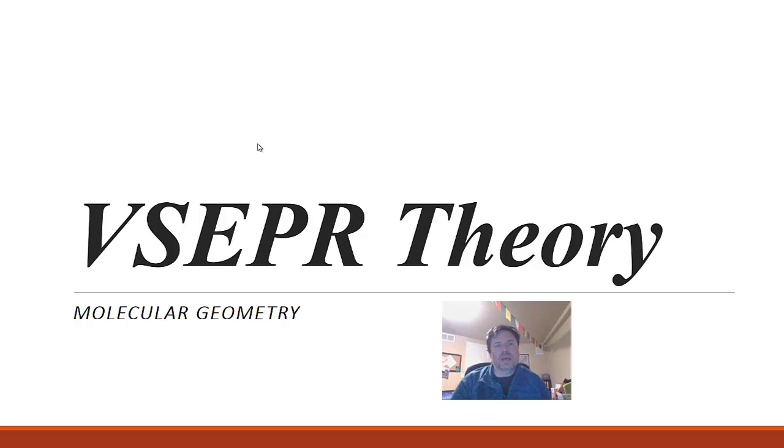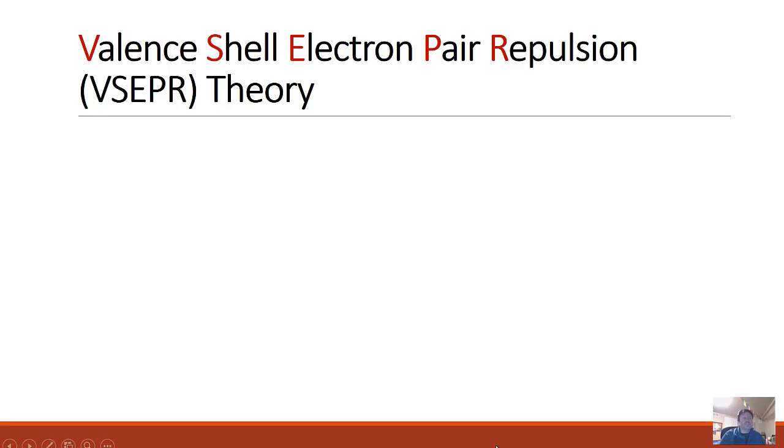We're going to save this towards the end because it's not super hard, but there is a lot of memorization on it. So you will have to put in some effort to memorize the different shapes, but it's not too bad. So go ahead and follow along with me. VSEPR stands for valence shell electron pair repulsion theory. That's a mouthful, so we just call it the VSEPR theory.